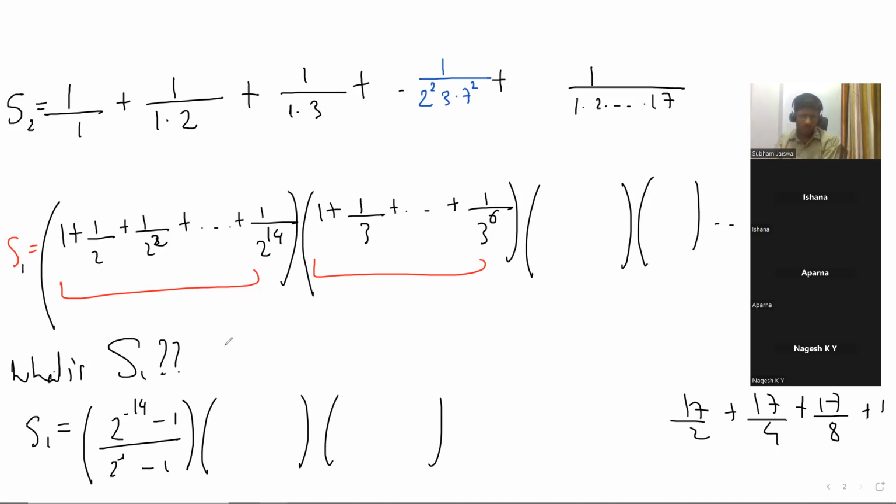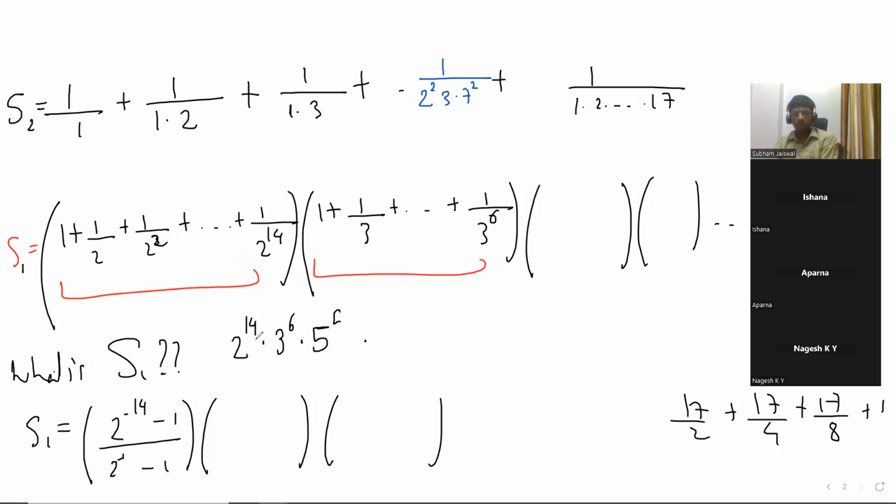So you look at the numbers 2 to the 14, 3 to the 6, and similarly 5 to the power something. You understand what I'm saying. Shubham, can you tell me an example that doesn't come in S2 again? Yes, 1 by 2 to the 14. So it comes in S1. You see that? It clearly doesn't come in S2 and it comes in S1, right? So that's the point.